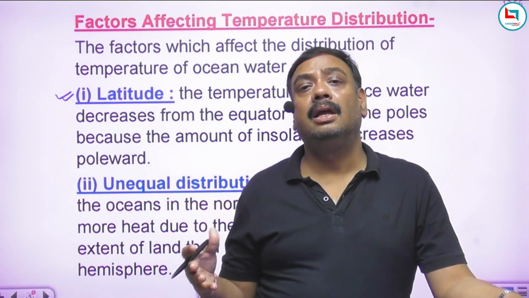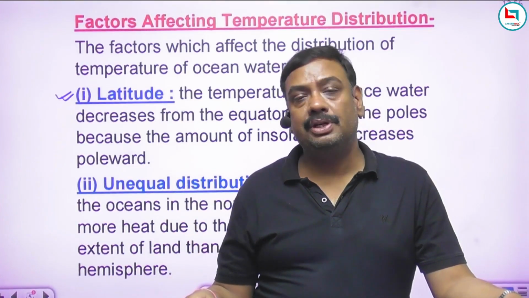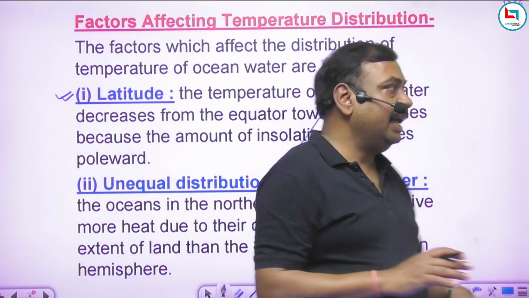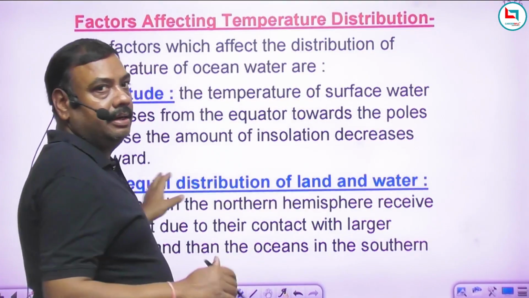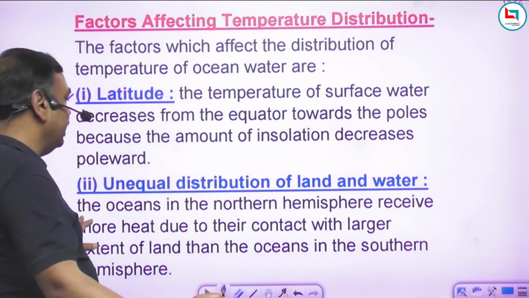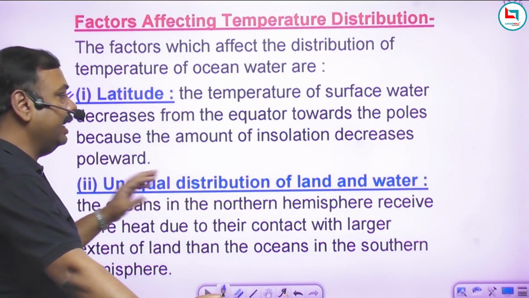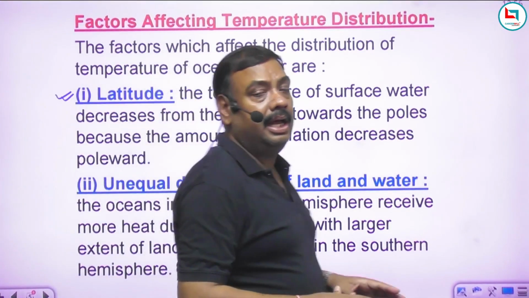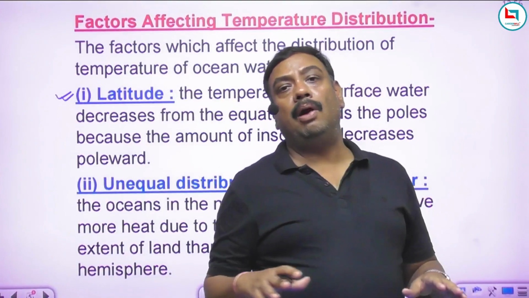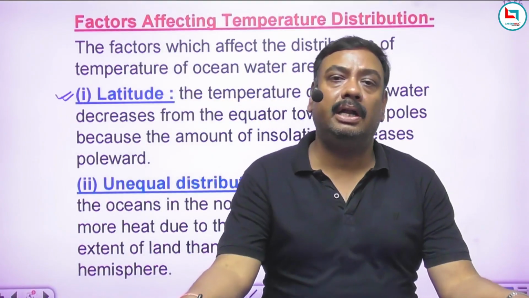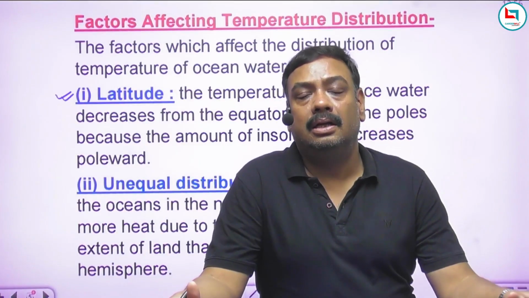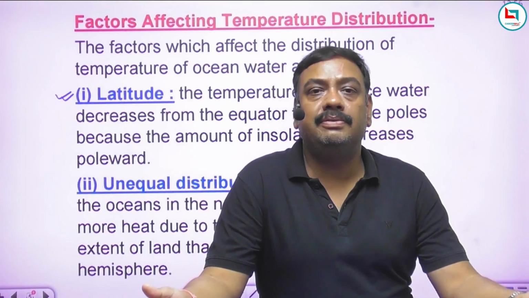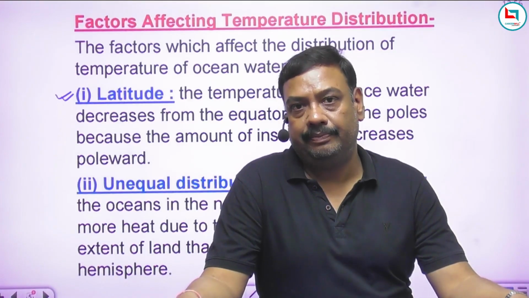So obviously the value of temperature also decreases, right? So in that way, latitudes are affecting that. Okay, it is one of the factors. Second factor is unequal distribution of land and water. So how unequal distribution? Here, when we talk about unequal distribution of land and water, we have to consider the two hemispheres of the earth, the northern hemisphere as well as the southern hemisphere.